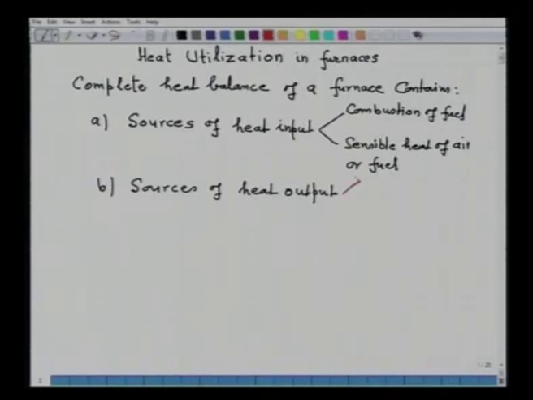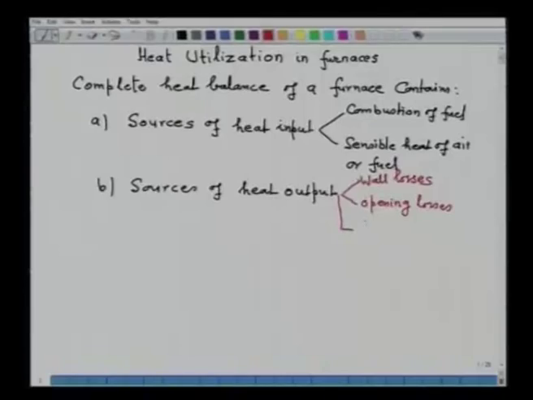They comprise, for example, wall losses, then opening losses. In fact, all types of losses which are possible on operation of the furnace. It could also be losses from the hearth, and then heat carried by POC.